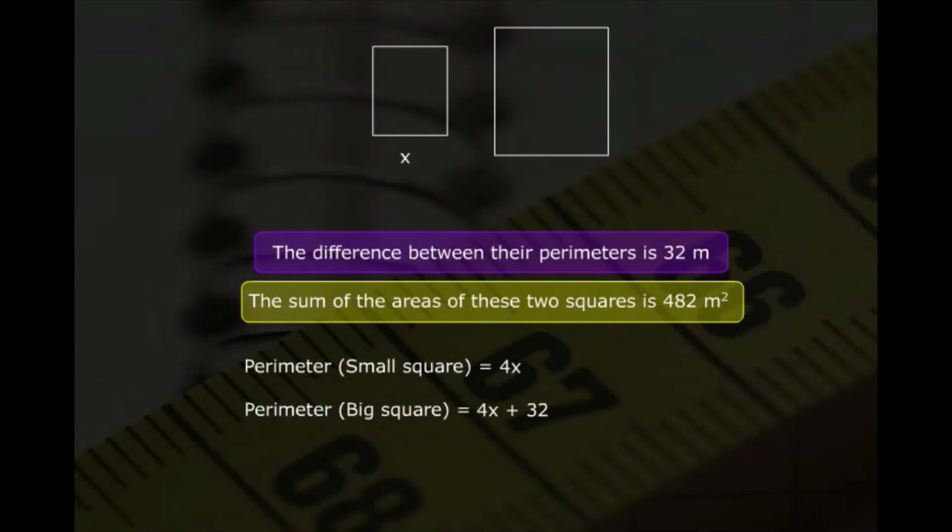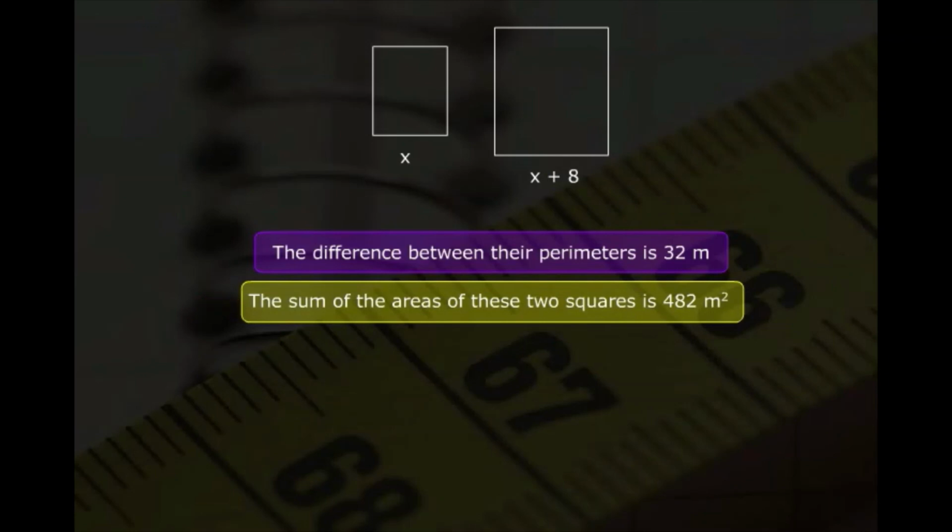And what will be its length? That's right. It will be 4x plus 32 divided by 4, or x plus 8. Let us write that down. Now let's look at the second condition. The sum of the areas of the two squares is given to us as 482 meters square. Now the length of each side of the smaller square is x. So its area will be x square. And the length of each side of the bigger square is x plus 8, and so its area would be x plus 8 whole square.